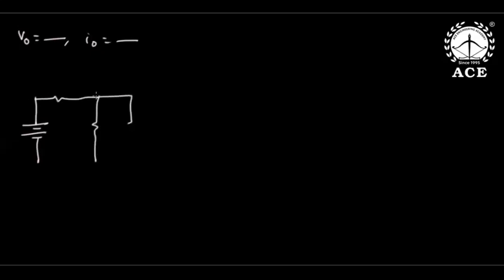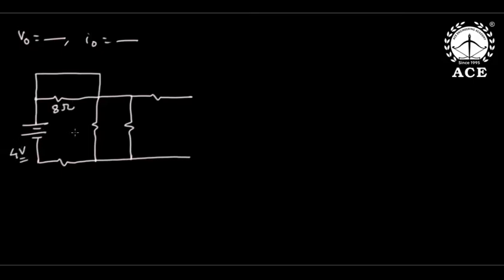Now here also, what is V0 and what is I0? So this is 4 volts, this is 8 ohms, 3 ohms, 6 ohms, 1 ohm. The question is, what is V0 and what is I0?